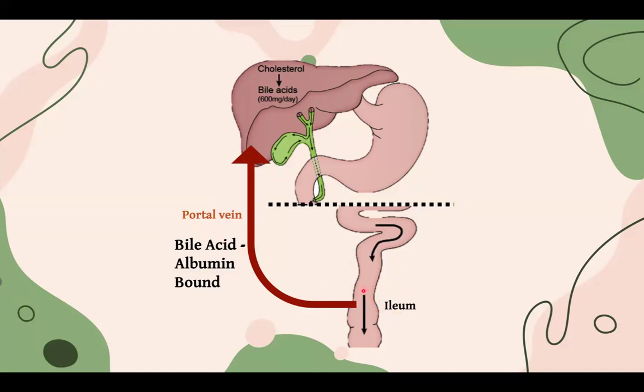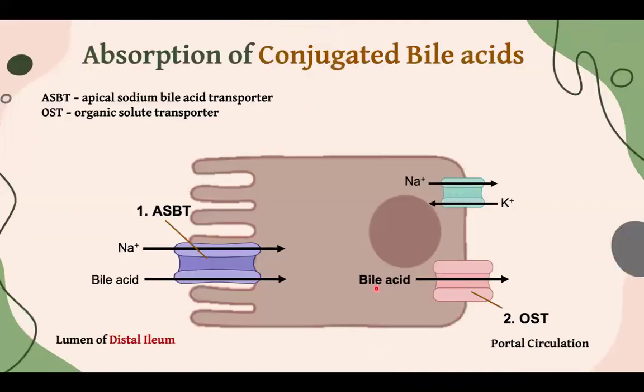So we have two types of bile acids, conjugated and unconjugated ones, okay? Both of them get reabsorbed, but each of them has its own way of getting reabsorbed. Okay. Now let's look into the absorption of conjugated bile acid. This is very simple. They enter into the cells in the ileum through a transporter called the apical sodium bile acid transporter. Okay. Once they're inside the cell, they go into the portal circulation through another one called the organic solute transporter. So all you need to know from here are these two transporters. Okay.